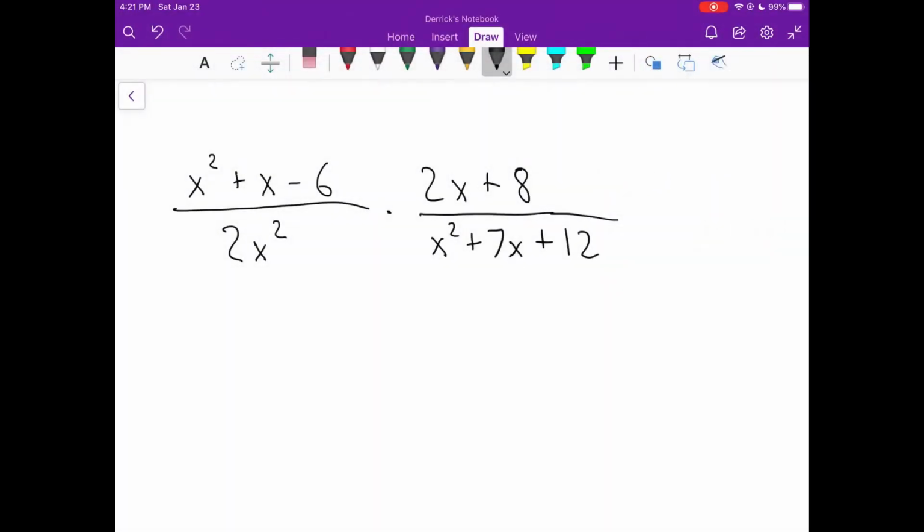Let's take a look at this example. We are multiplying two fractions together, so we don't have to worry about flipping the second fraction or anything like that that you need to do if you were dividing with fractions. This is just straight multiplication. What we want to do is see what we could possibly simplify this into.